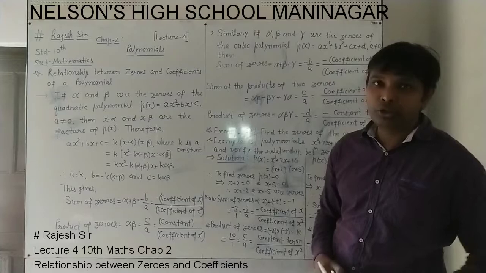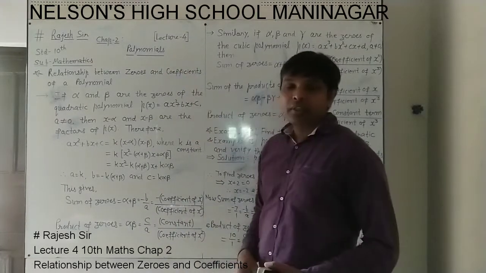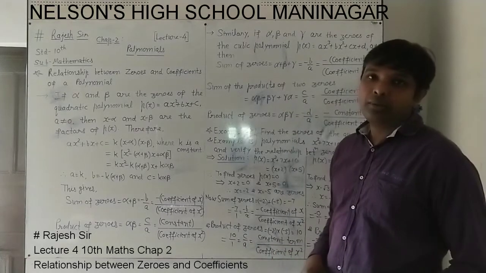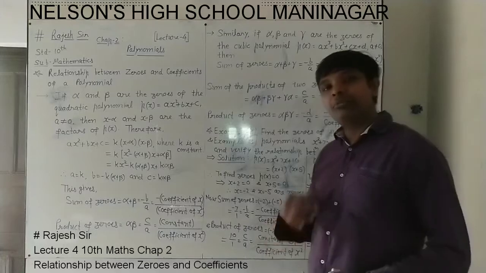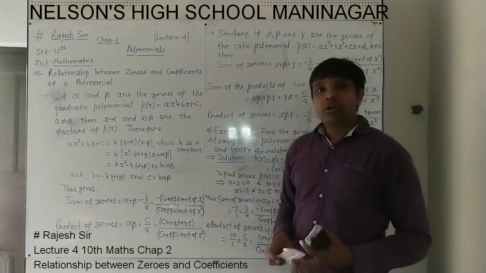This is chapter number 2, polynomials, and we are in lecture number 4 now. Last time we have seen the zeros of the linear polynomial and related graphs, and how the geometrical meaning of zeros of the polynomial works. We have seen it all.